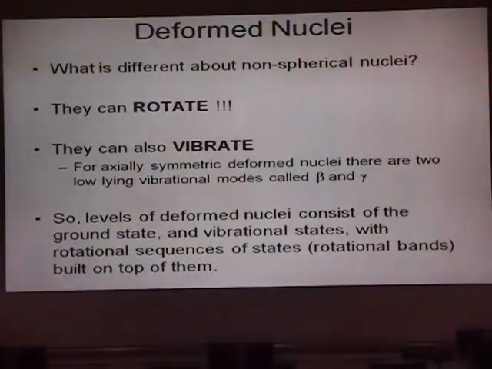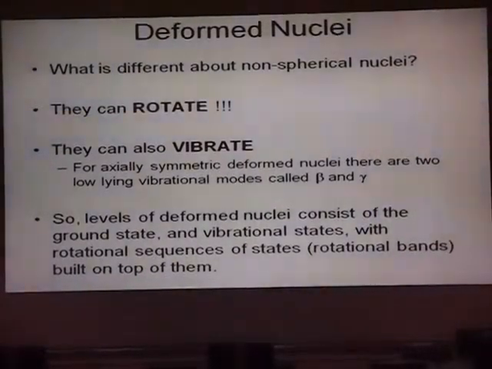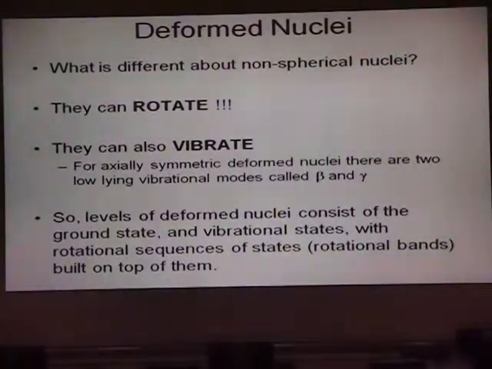Okay. So what's different about the deformed nuclei is they can rotate. A spherical quantum mechanical system is the same in all directions, so there's no meaning to the concept of rotation. But something that's shaped like this can rotate. Now, there's nothing that stops a deformed nucleus from also vibrating.